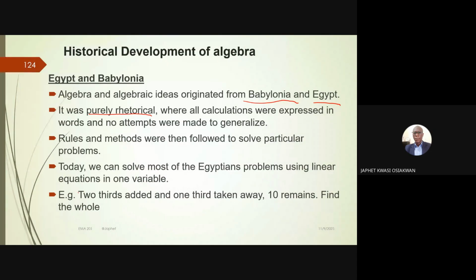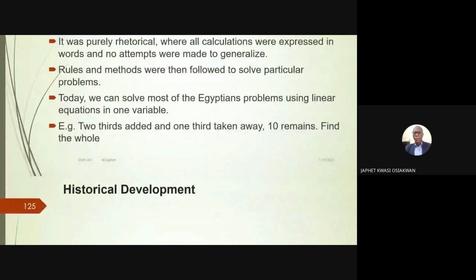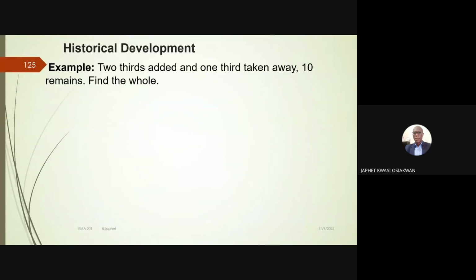I want us to see whether we can solve it. Two thirds added and one third taken away, 10 remains. Find the whole. This is one of their very well-known questions. If you want to help yourself, try to concentrate on what we are doing here rather than looking through my slides. If you look through the slides shared with you, you will miss the point. So try to follow us here, so that if you don't understand, you know yourself that you don't understand. So let's try it and see whether we can answer.